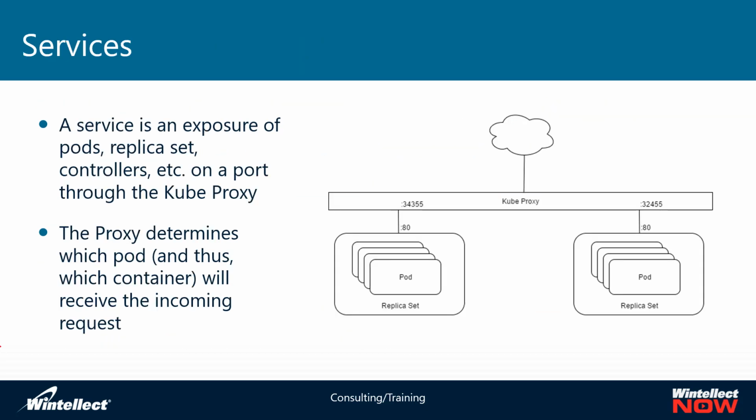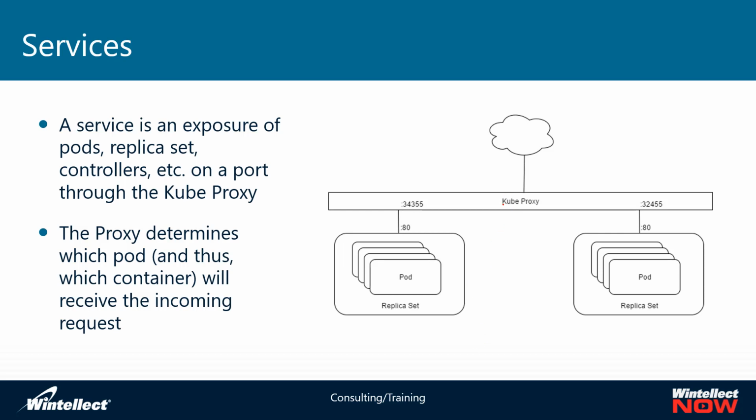Shifting gears, let's talk about services for a minute. Now, a service on Kubernetes is basically a way to expose your replica sets or your deployments or whatever it might be that you have in a controller to a network. So you can do that to a private network, to a public network, to a public IP address. There's a lot of different ways to do that.